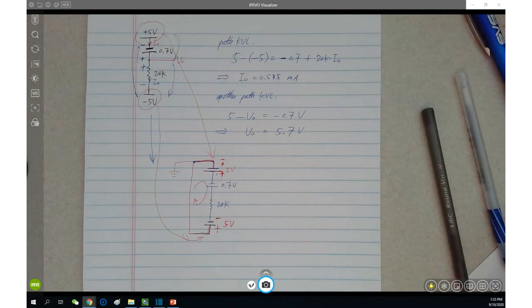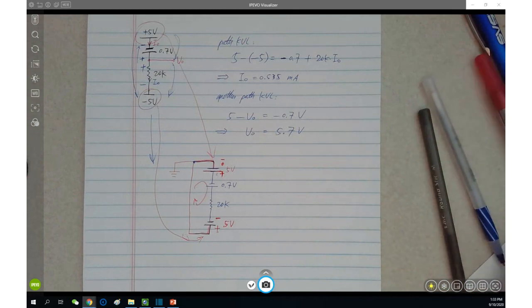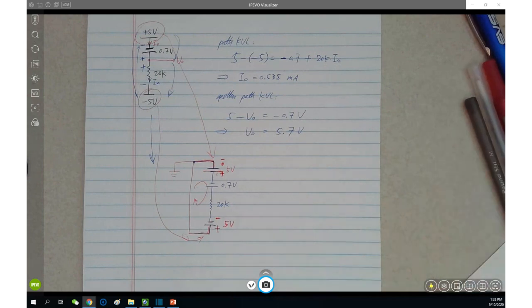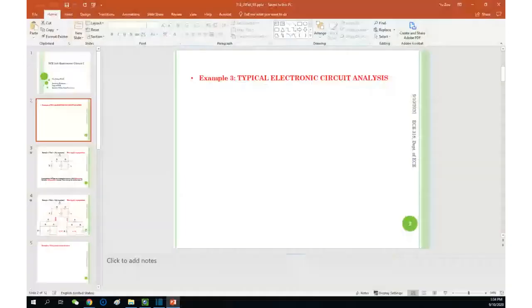Okay. So any questions regarding this KVL idea? We're going to use this skill quite often through the rest of the semester. So any questions, concerns? All right, now we can move on here.